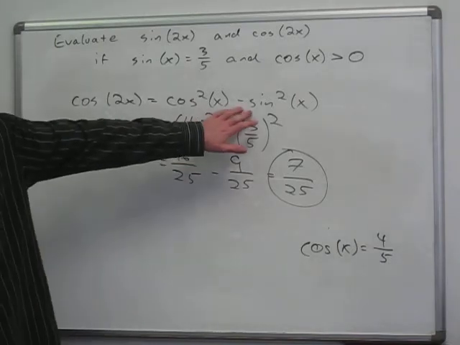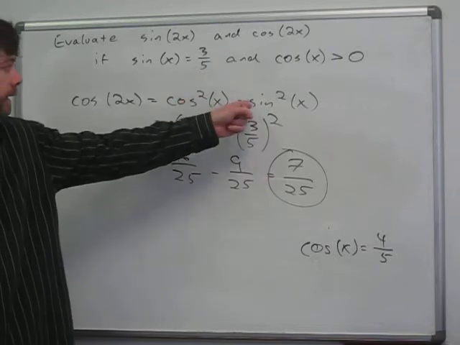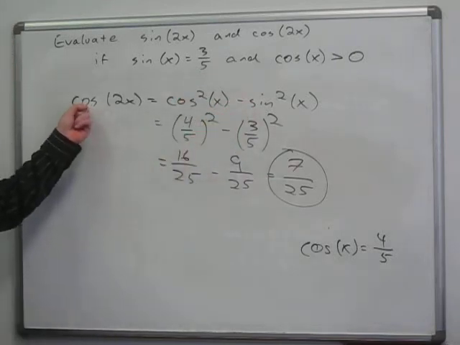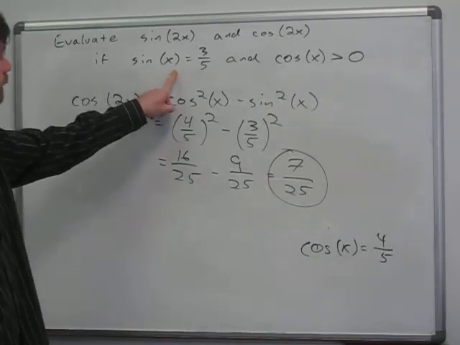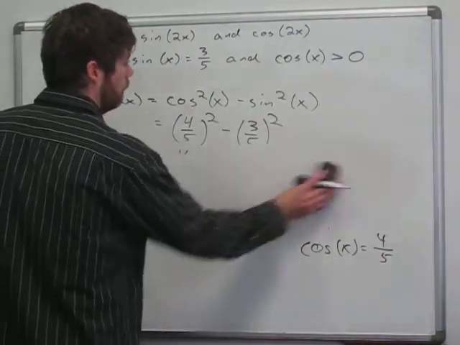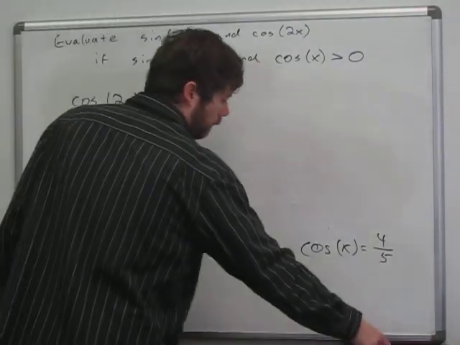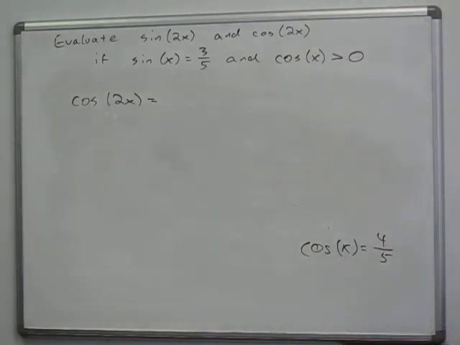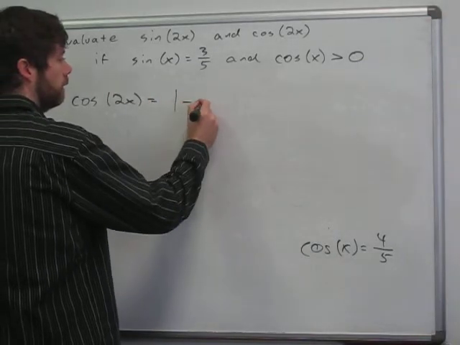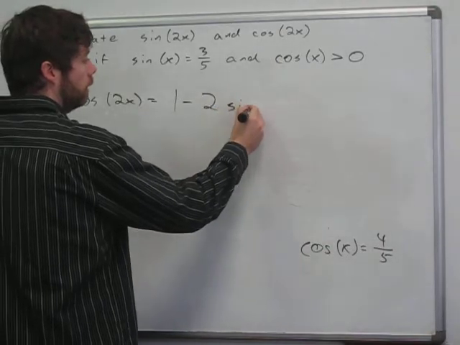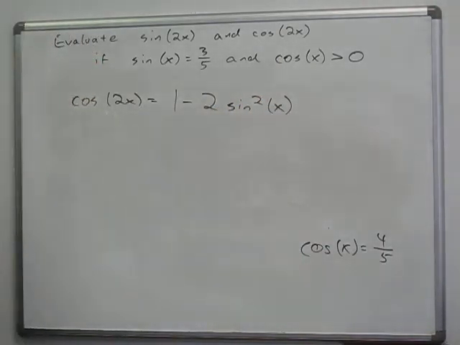So using this particular formula, we need to know both the cosine and the sine in order to determine cosine of the double angle. Right? But I was given the sine, I could have simply used that information in order to compute cosine of the double angle, because cosine of 2x is also 1 minus 2 sine squared of x. Okay. So notice with this formula, all I need to know is the sine.